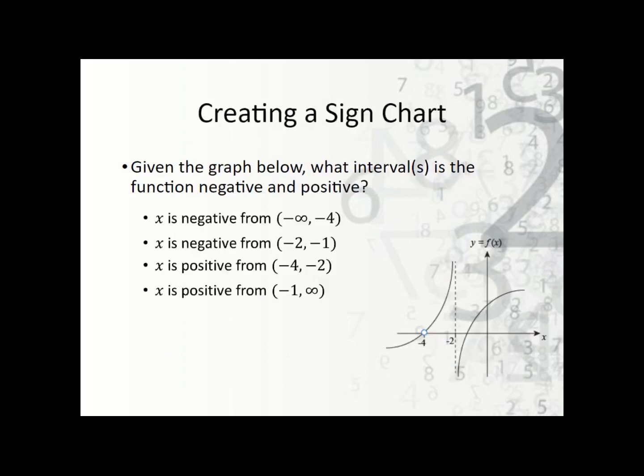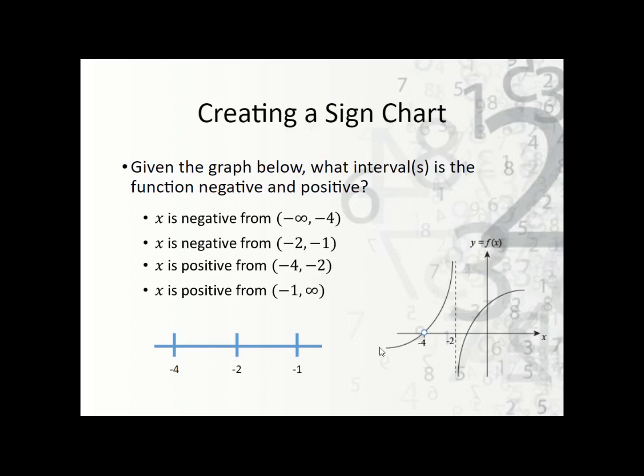So how do I create a sign chart from the information that I have on this? Well, I know that it's going to change 3 times. So it has an x-intercept here, and then an asymptote here that's going to change things, and then another x-intercept. So I'm going to go ahead and put these values in. So at negative 4, negative 2, and negative 1, that's where things change.